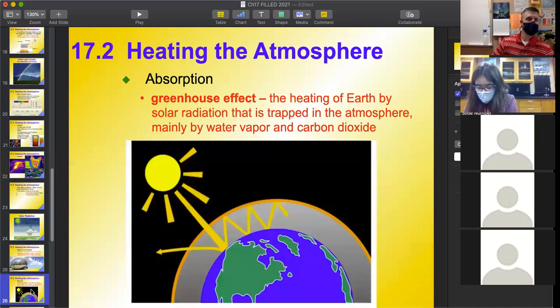And then the last slide is the greenhouse effect. One thing, greenhouse effect and global warming are not the same thing. Greenhouse effect can contribute to global warming, but they're not the same thing. Basically, greenhouse effect is when clouds or certain gases in the atmosphere trap heat that would normally be reflected back into space.